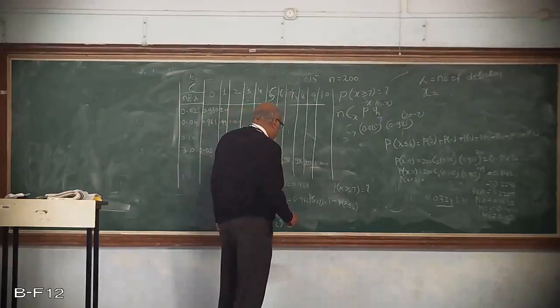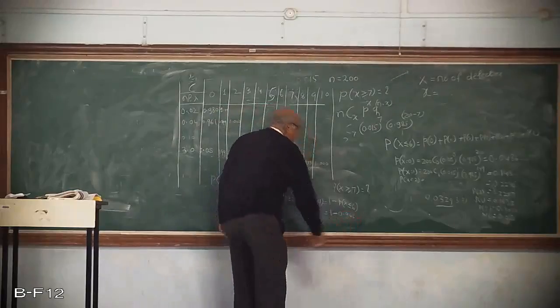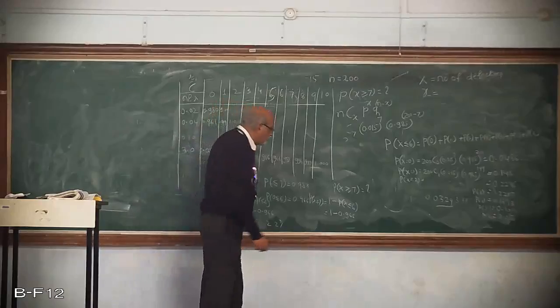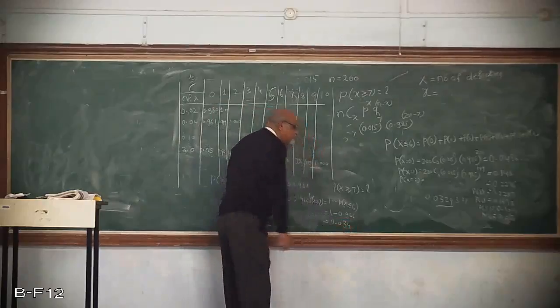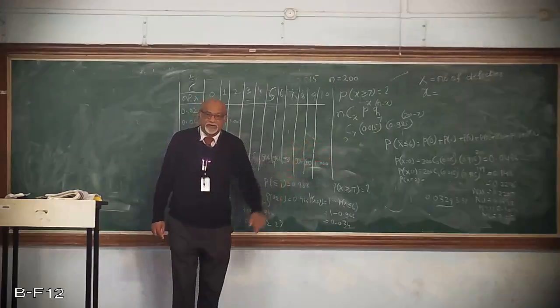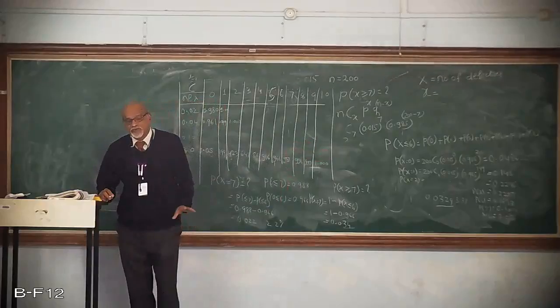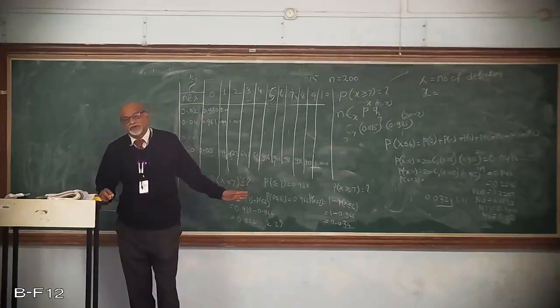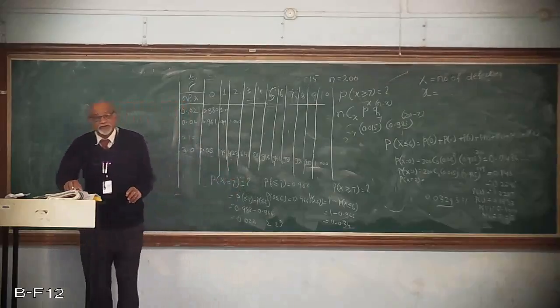So 1 minus 0.966. How much did it work out to be? 0.034. Very simple. Earlier we got almost 3.3%, here we are getting 3.4%. Not much different, not much error. Just see how fast we can do it. So this is how this problem could be solved.